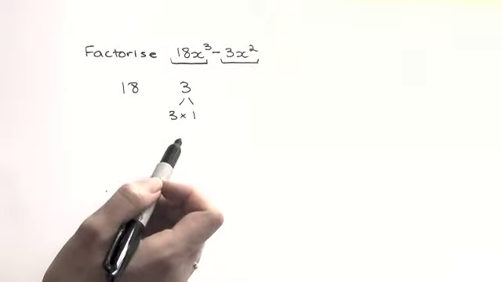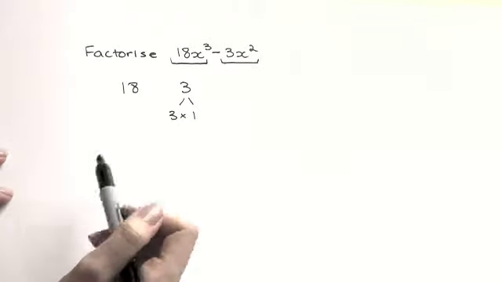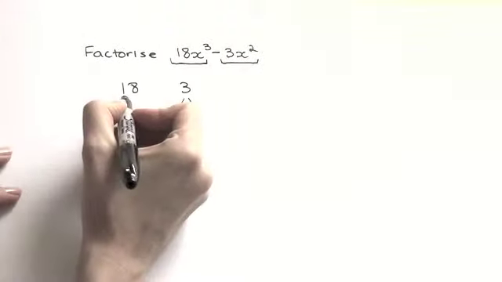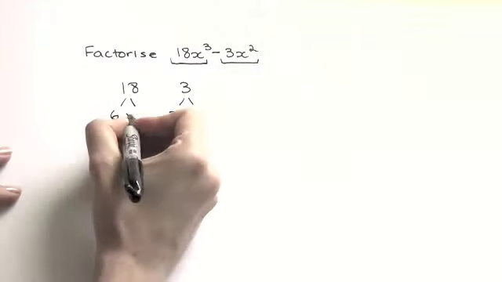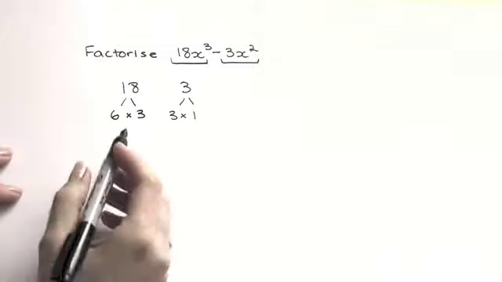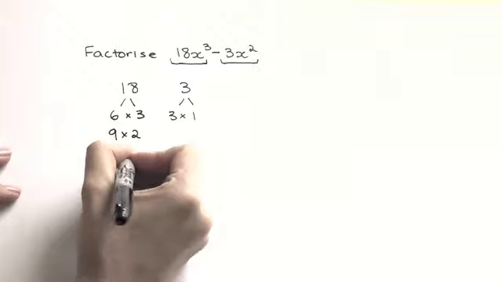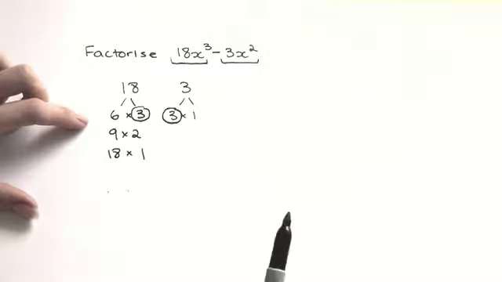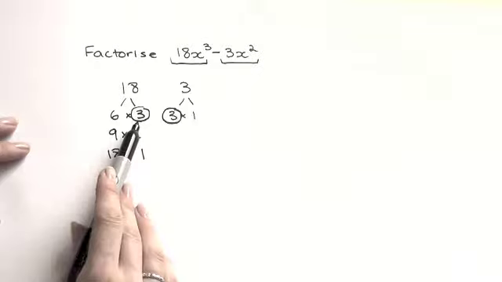1 times anything is just whatever that thing is, and you can keep pulling out 1s forever. I'm rambling now. So for 18, we have 6 times 3, or 9 times 2, or 18 times 1. So again, here we have the common factor of 3. So we can pull out a 3.